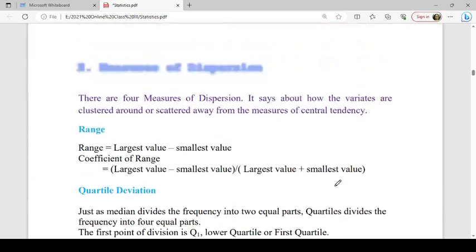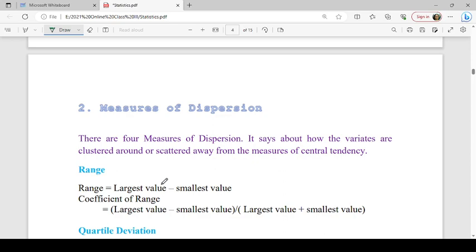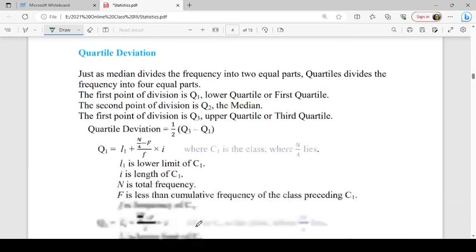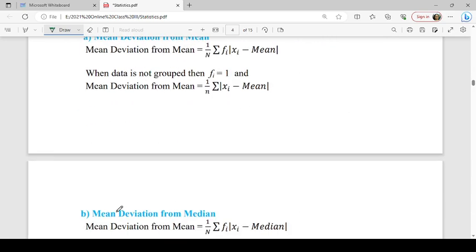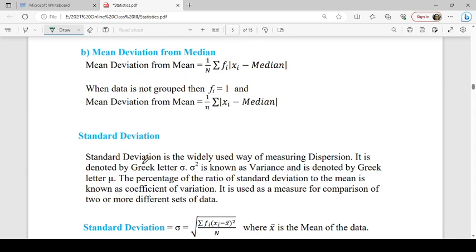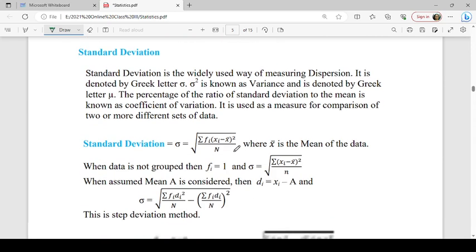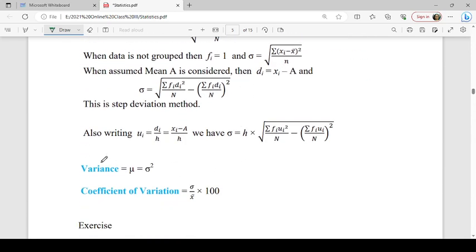Measures of dispersion: range, quartile deviation. Then mean deviation. Two types of mean deviation are there. One is mean deviation from mean, and the other is mean deviation from median. And then standard deviation. Then variance, and coefficient of variation.